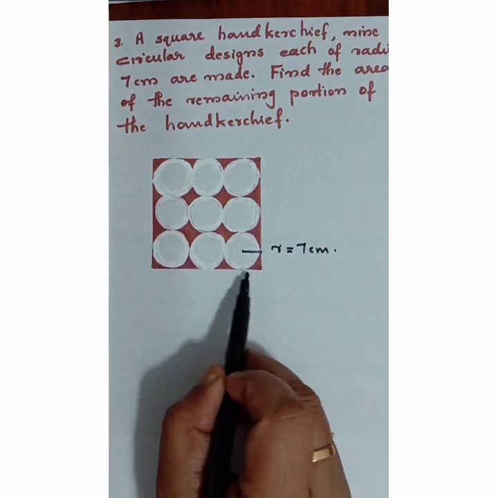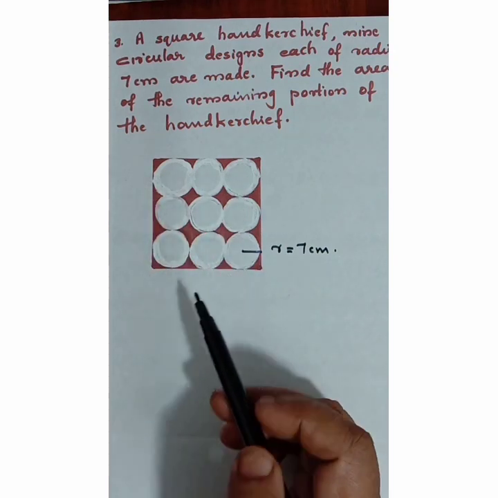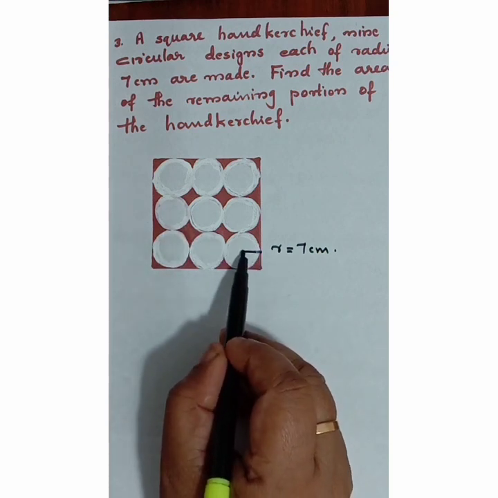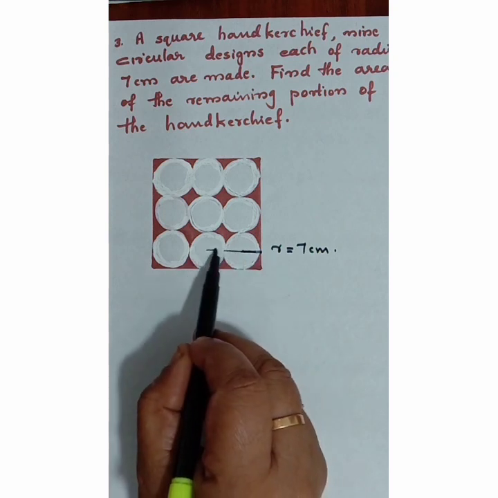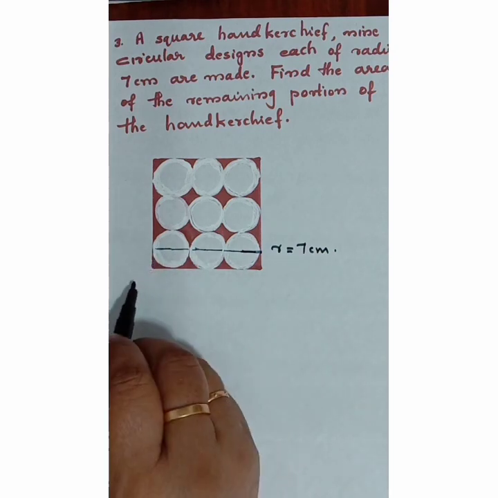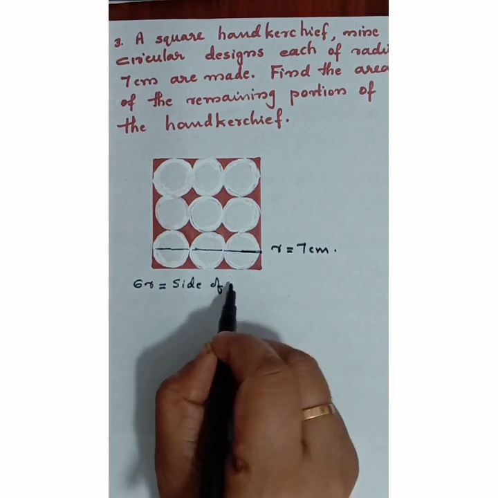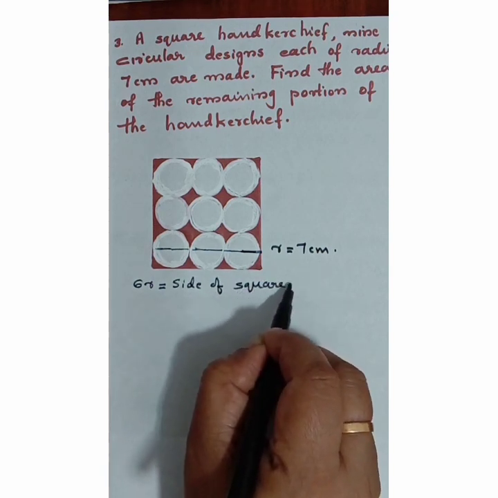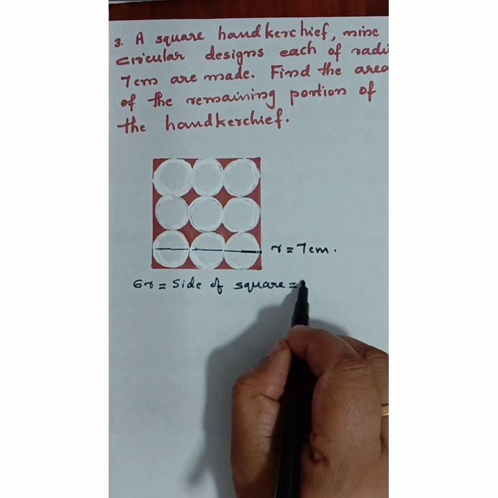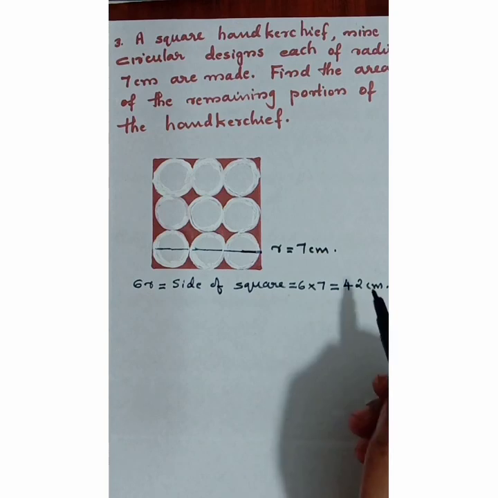So what will be the length of the side of the square? So it's given that it is a square handkerchief. So what will be the length of it? How many radius will be there? We have to see 1, 2, 3, 4, 5, 6 radius are there, isn't it? So 6r is equal to side of the square. Side of square is equal to 6r. 6 into radius. 6 radii. So 6 into 7. 6 sevens are 42 centimeter is side of the square.